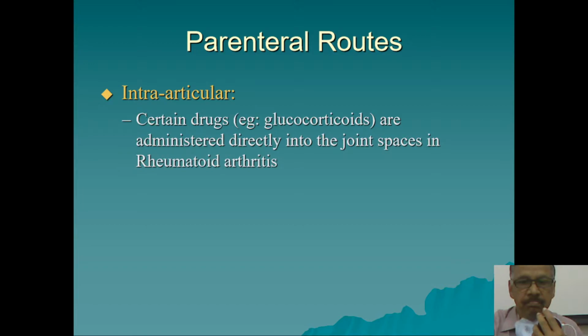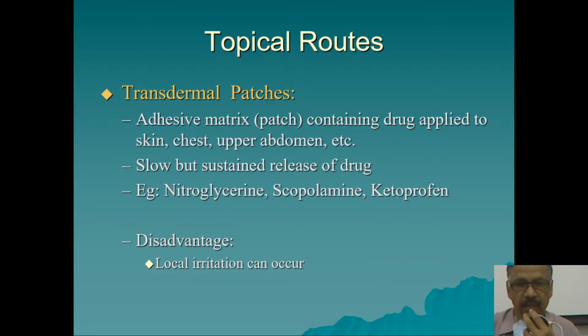Topical route, there are transdermal patches. An adhesive matrix patch containing the drug is applied to the skin, chest and upper abdomen. They give slow but sustained release of the drug. Clinically, nitroglycerin, scopolamine, ketoprofen and indomethacin are very much used in patients who need these drugs chronically for certain ailments. But local irritation is a disadvantage due to the continuous sticking of the patches on the body surface.